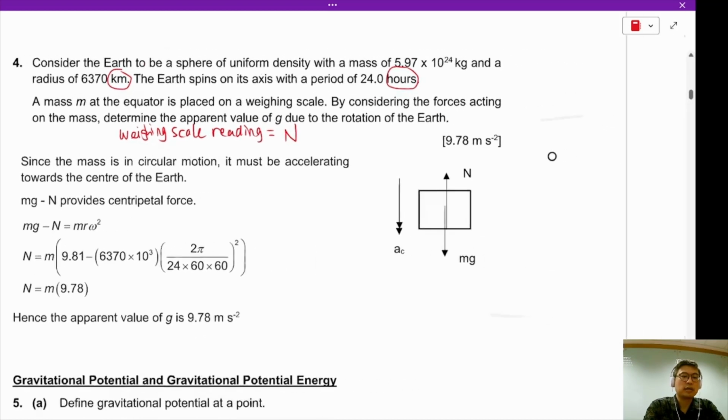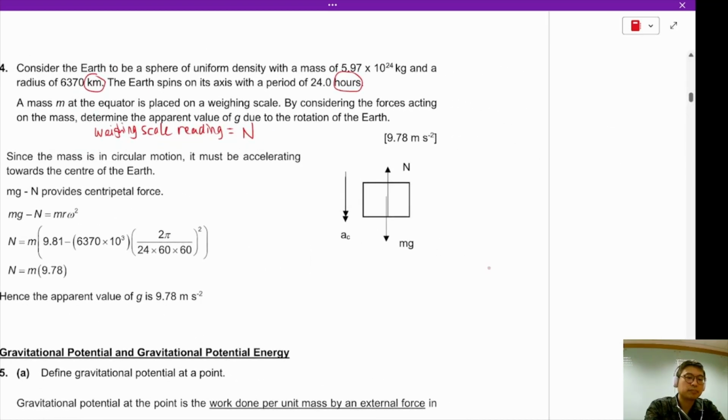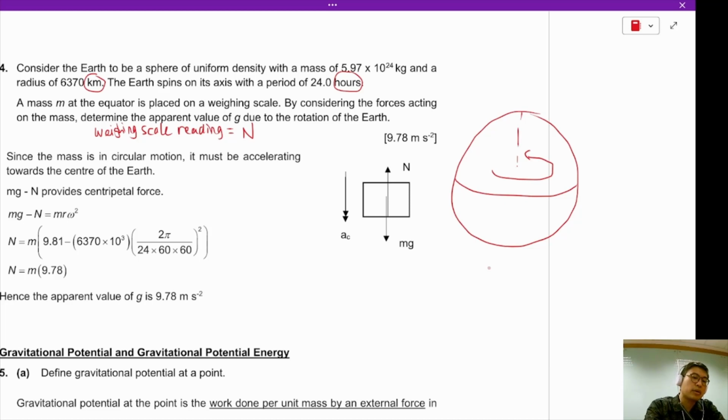So let's take a look at how this question is set up. Here is the Earth and here is the equator. The Earth spins around the equator, okay, once every 24 hours. Okay, so over here there is a weighing scale, and on top of the weighing scale sits a mass M. So this is the mass M. So the question is, what is the weighing scale reading?